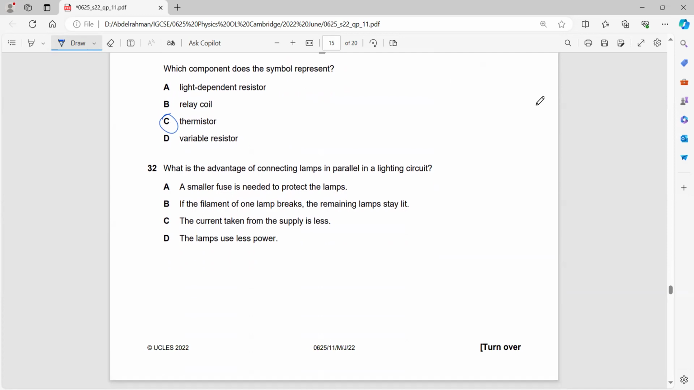What's the advantage of connecting lamps in parallel in a lighting circuit? B. Why do I connect them in parallel? If one breaks, the remaining lamps stay lit. This is one of the advantages. The other advantages are that they all receive the same voltage and I can switch each lamp on and off independently.